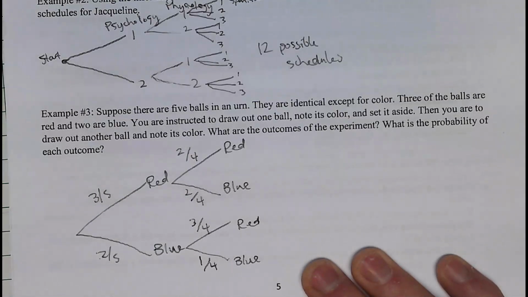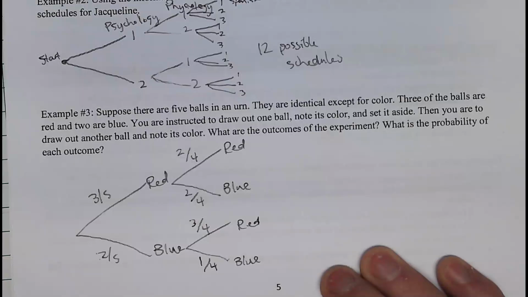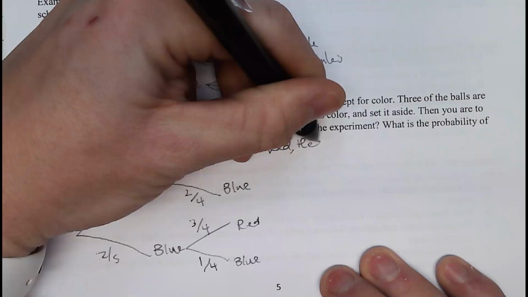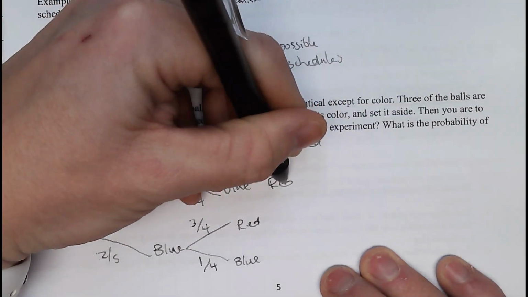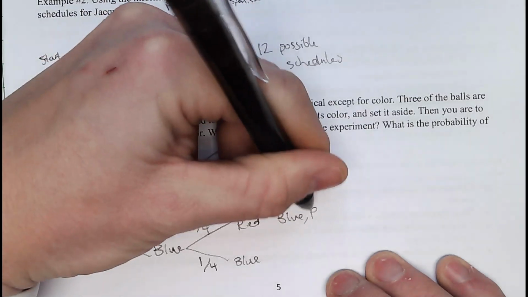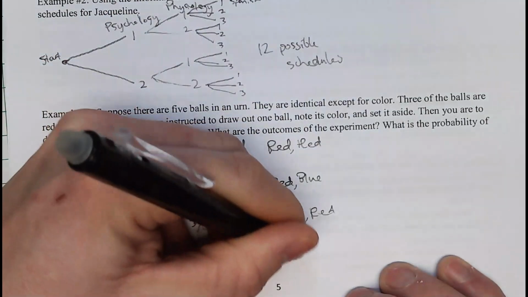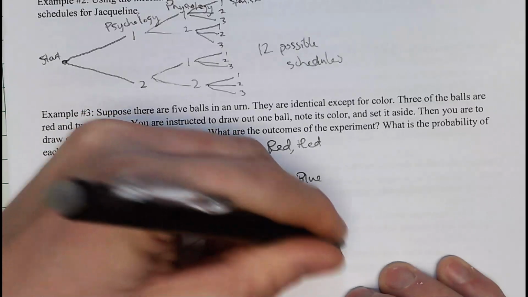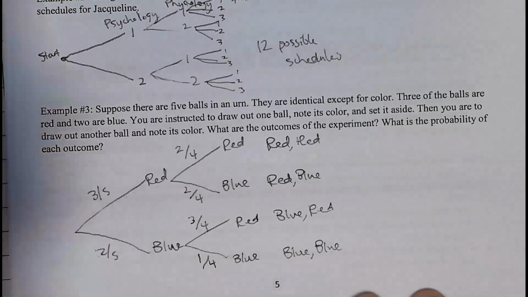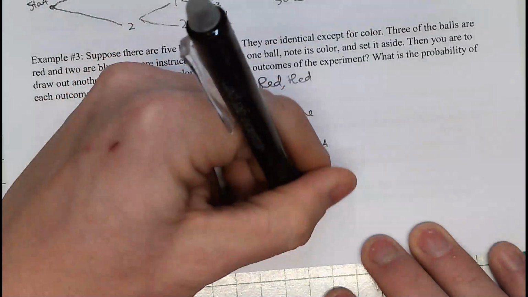Okay. Now, how many possible outcomes are there? Let's look at it. We've got red, red. We've got red, blue. We've got blue, red, and we've got blue, blue. Okay, so those are my 4 possible outcomes.